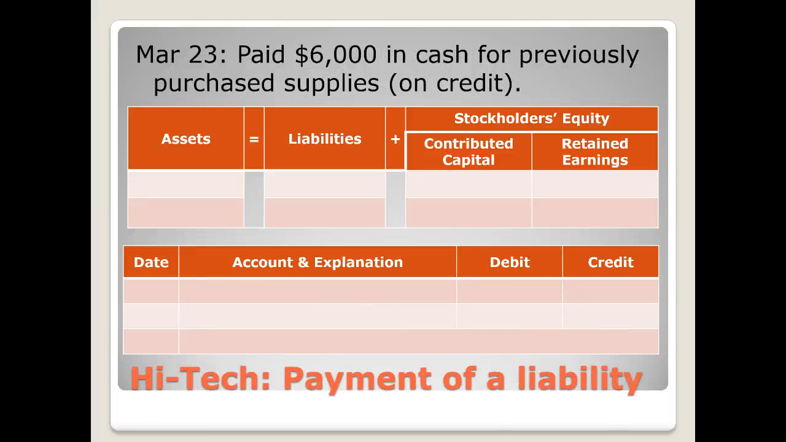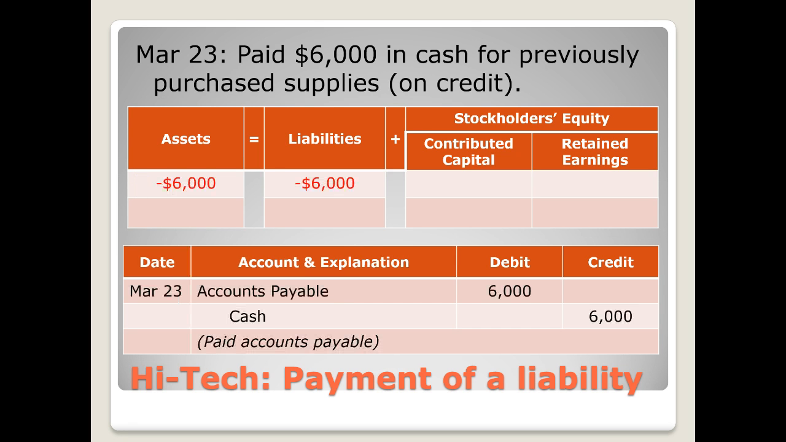Transaction 9. On March 23rd, the company, High Tech, paid $6,000 in cash for the previously purchased supplies. Remember, in transaction number 5, they had purchased supplies on credit. Now they're actually going to pay back some of that. Not all of it, but some of it. So if they had originally purchased it on credit, they originally had an accounts payable balance. So now they're actually going to pay off some of that accounts payable, which means they're going to decrease that liability. Plus, if they're going to pay cash for it, they're going to have to decrease their cash, right?